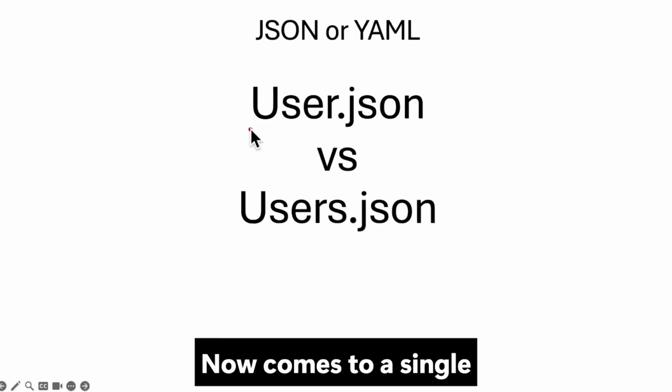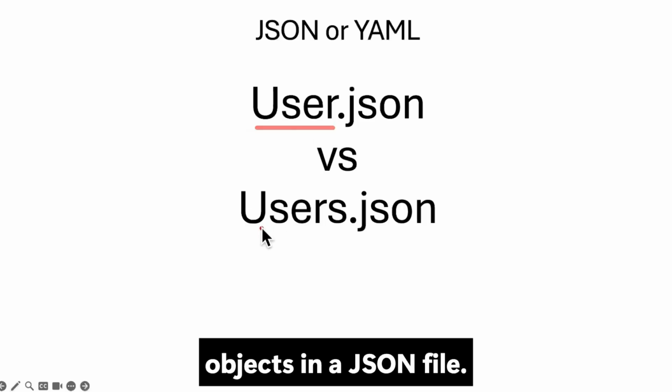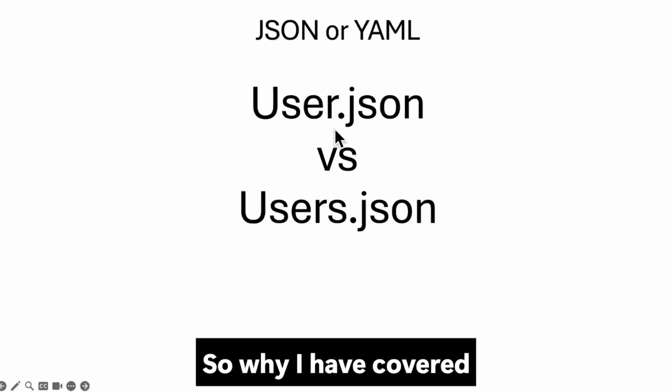Now comes a single document, single object and multiple objects in a JSON file. So why have I covered this?